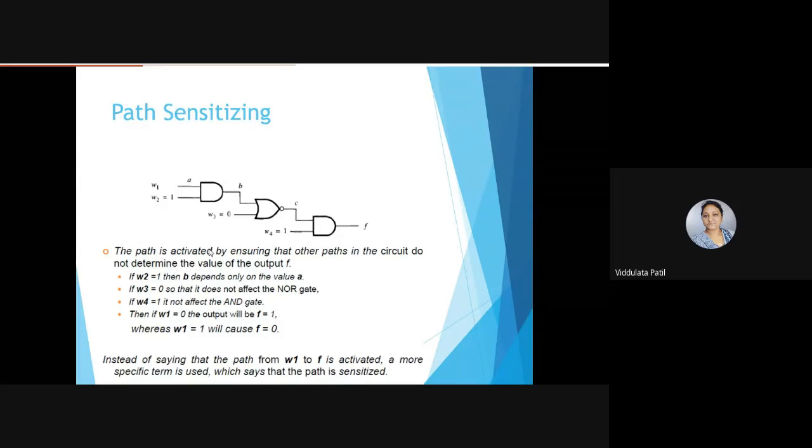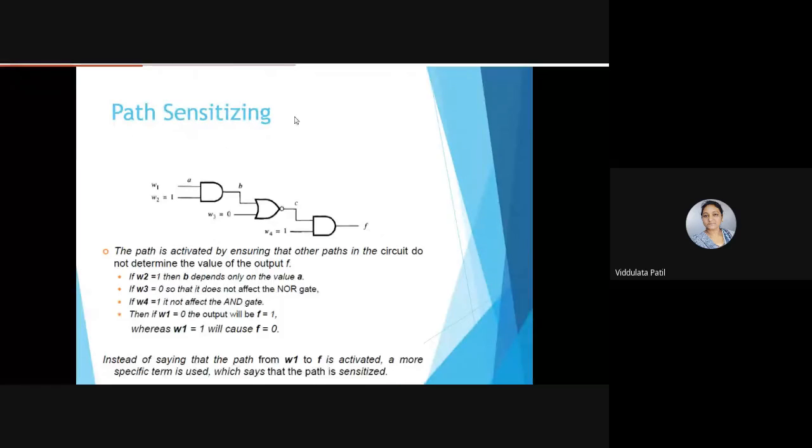Okay, so that means what we have done actually, we can say that we have activated a path from W1 to F. But in a more technical term, we say that we have sensitized a path from W1 to F. So that means here as the output changes because of this W1 only, we say a path is sensitized from W1 to F. And that is called path sensitization.